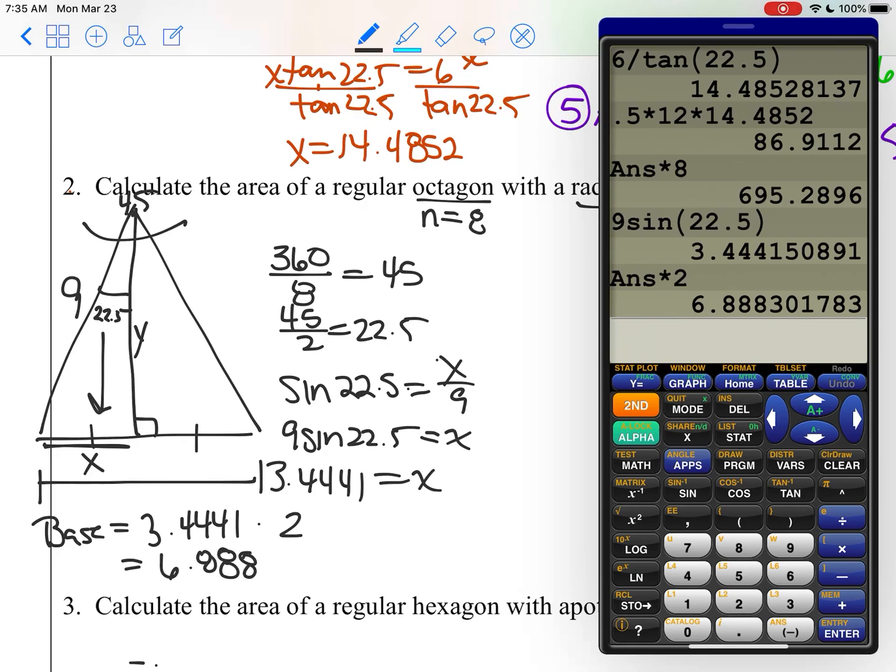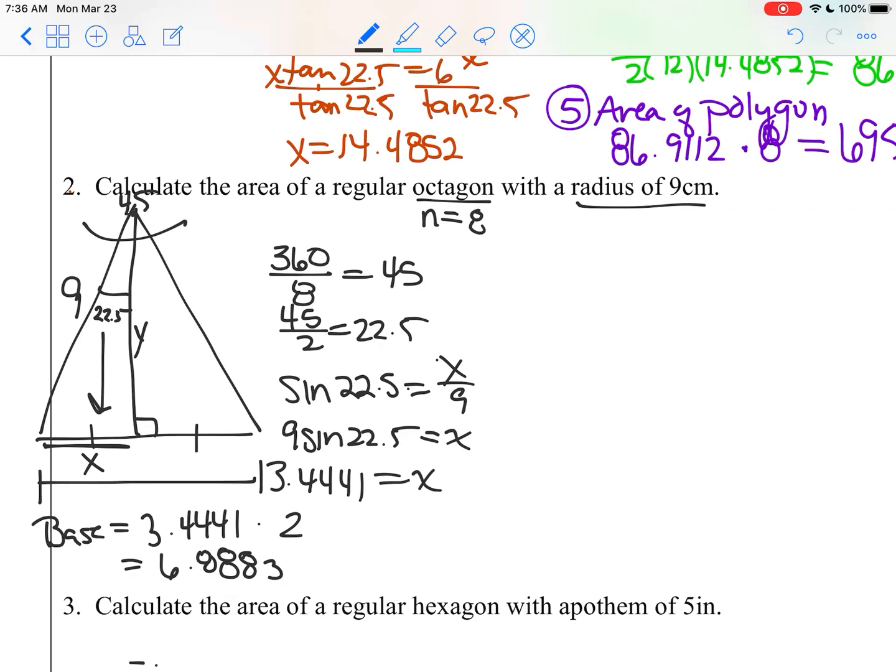That gives 6.8883, and the 3 comes from, if you look at the calculator, it was a 5 afterwards. The calculator will take the whole number times 2, so it might look a little different than if you had just done it in your head. Either one's fine. Okay, so now we have the base. Let's find the height.